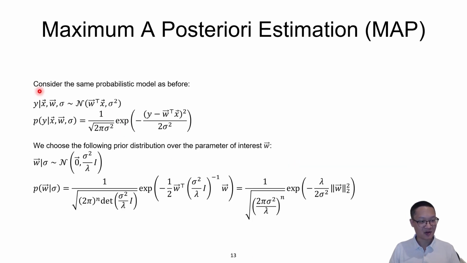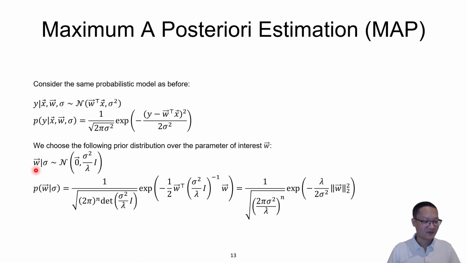Again, let's be a bit more concrete now. Going back to our previous probabilistic model, we had that y given x, w and sigma is normally distributed with mean w transpose x and variance sigma squared. And then we can write down the probability density function. So that was a probabilistic model. With maximum a posteriori estimation, we also need to choose a prior distribution over our parameters. For now, let's just choose this and see what happens.